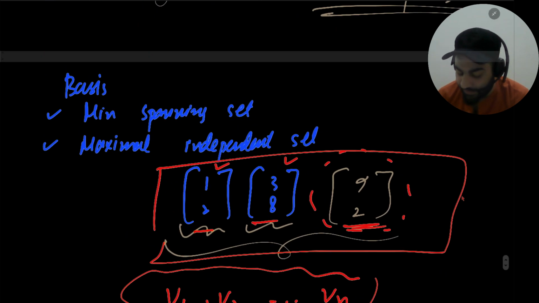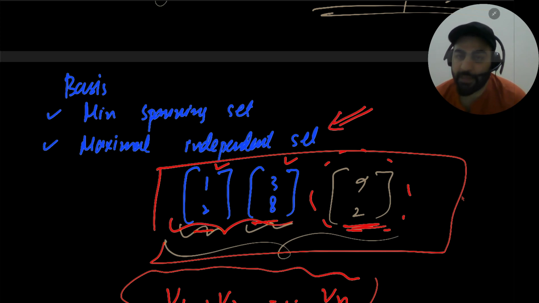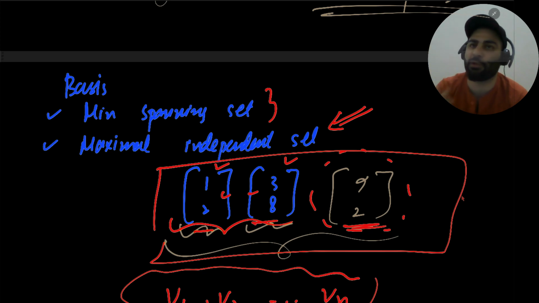So what I'm saying is, this must be a maximal independent set, which means the vectors should be independent. If you add one more vector in that vector space, you can get it from the other two vectors, so it will make the whole set dependent. So I'm saying it is a minimal spanning set: the number of vectors should be minimum and they should span the whole vector space.